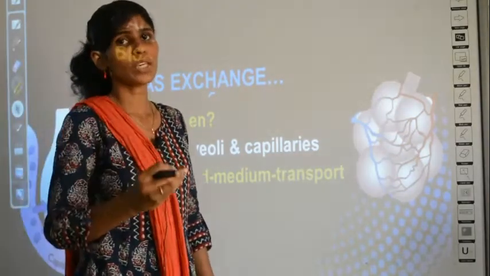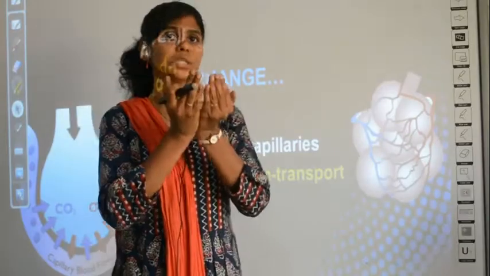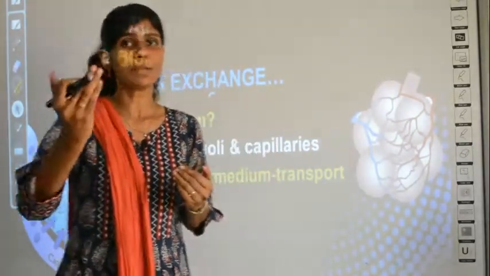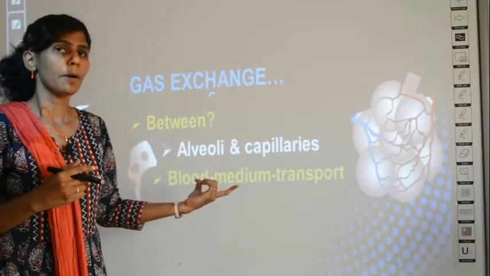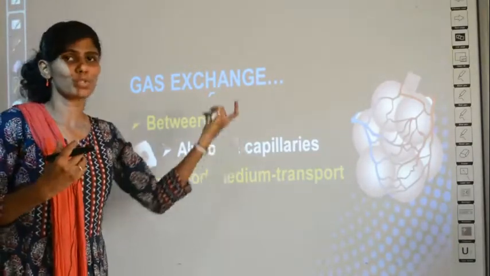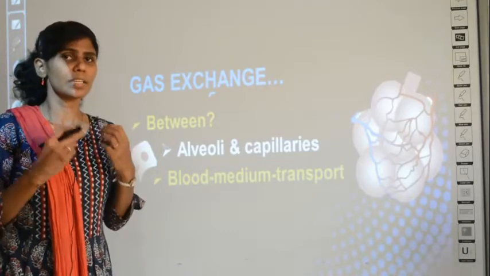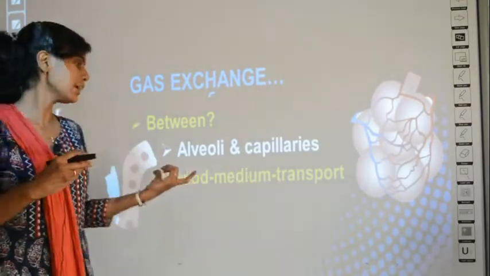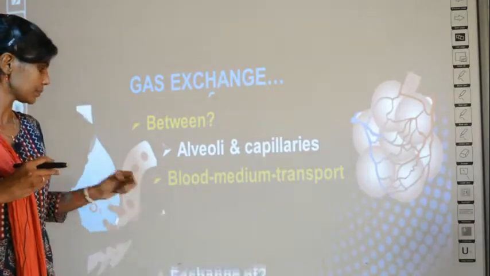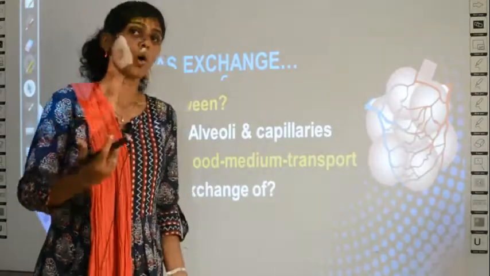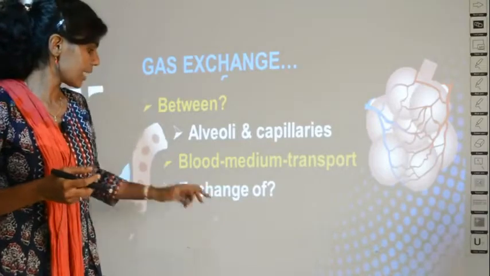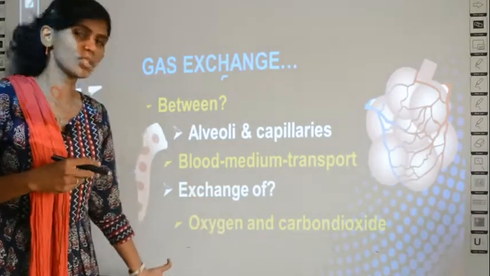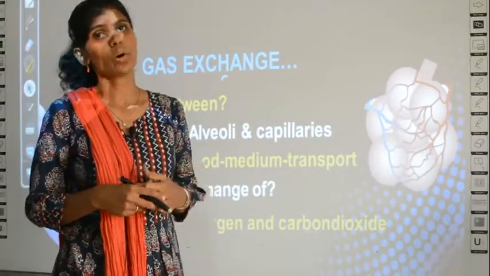If some exchange has to happen, there should be an intermediate or a medium to give and take. That intermediate here is the blood, because blood is the one which can carry the gases. So the medium of transport is the blood. Clear? Exchange of what? Exchange of gases. Which two gases? Oxygen and carbon dioxide.